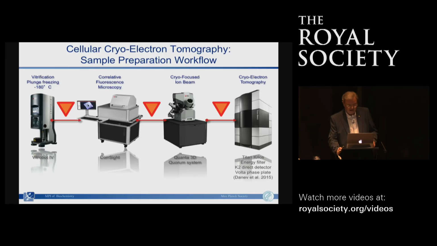So the challenge is now, of course, to hit such an aggregate in tomography, and that requires a relatively complex workflow, which is not as well integrated yet as it should be eventually. So the first step is always vitrification. The second step is correlative fluorescence microscopy. We use that to identify the feature of interest, to determine its coordinates such that we can transfer the coordinates to the cryo-focused ion beam and cut a lamella that includes the aggregate.